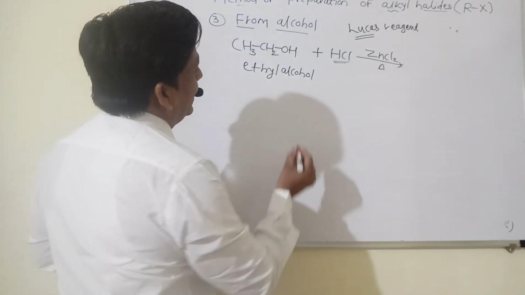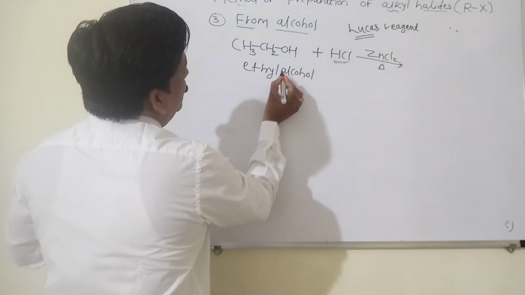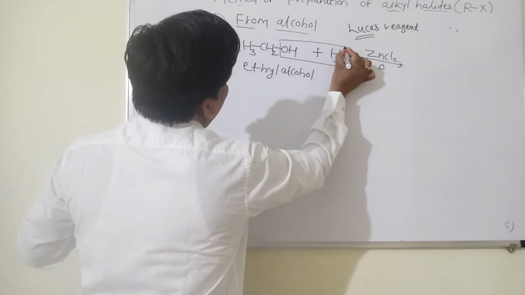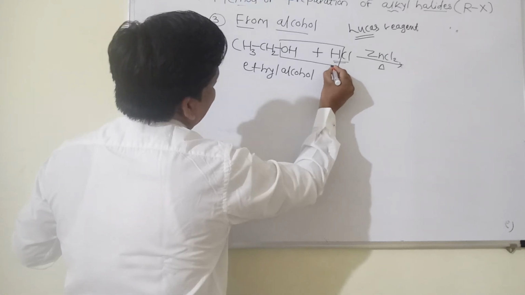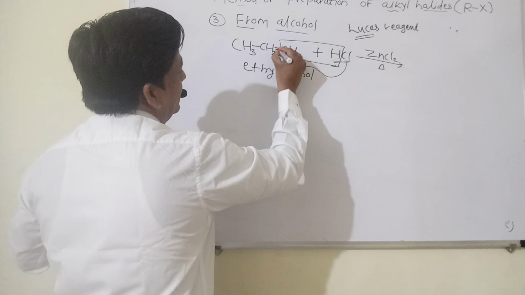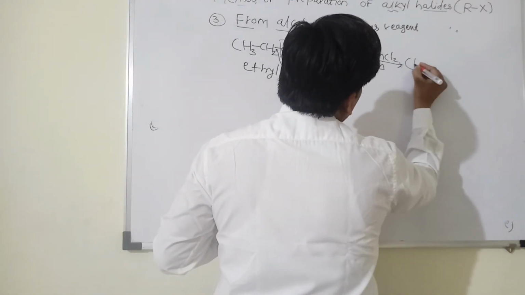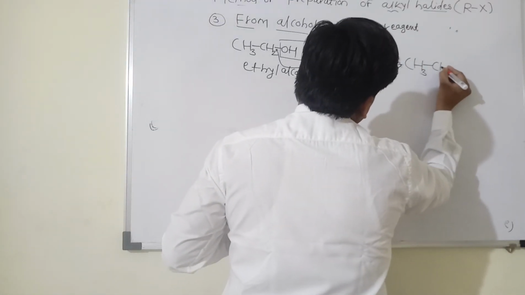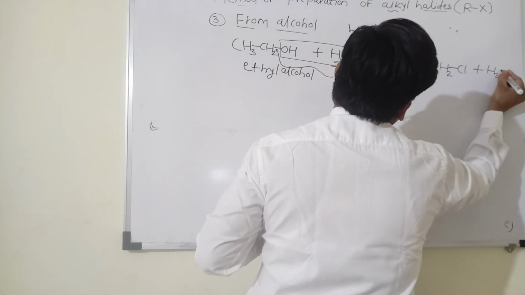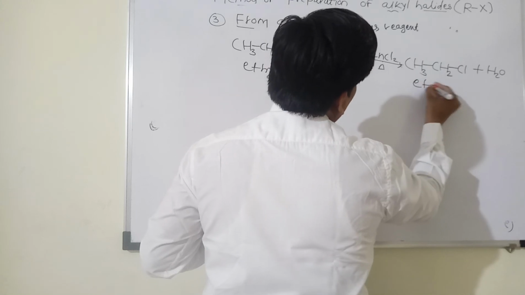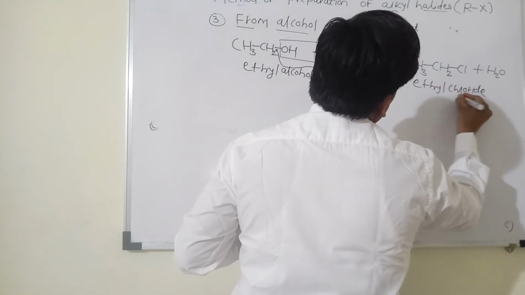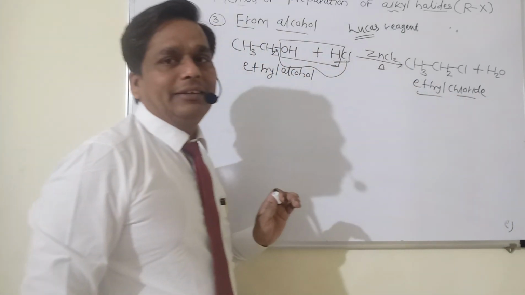So what product do we get here? From this ethyl alcohol the OH group is removed, and from hydrochloric acid hydrogen is removed, so there is removal of H2O, and the chlorine is going to attach here. That means simply we get CH3 CH2 Cl plus H2O. The water molecule is removed, and here we get ethyl chloride.